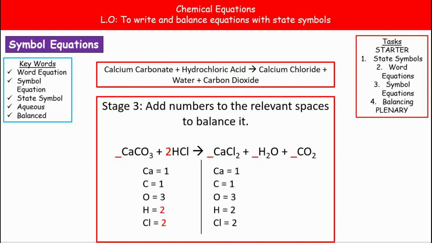And the only place we need to write a number is in front of our HCl, and because we've got 2 on the right but 1 on the left, if we put a 2 in front of that, it means we then have 2 hydrogens and 2 chlorines on the left as well.